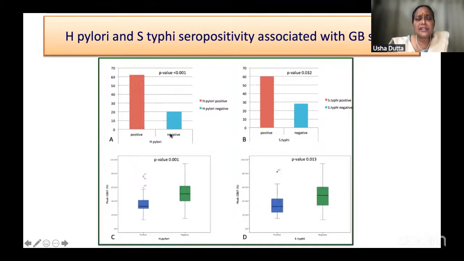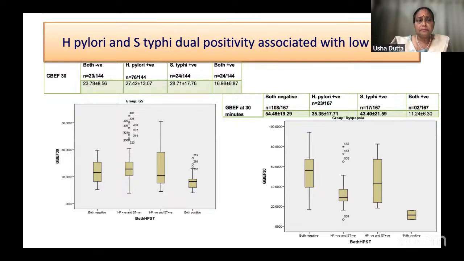And we also studied in another study with DBT with the Northeast, and we did find that those who are H. pylori positive, seropositive, or having stool antigen or S. typhi, they had lower gallbladder ejection fraction. So maybe many things are acting together, we are still trying to unravel that. And we found that those who are having H. pylori and S. typhi positive had lower gallbladder ejection fraction.